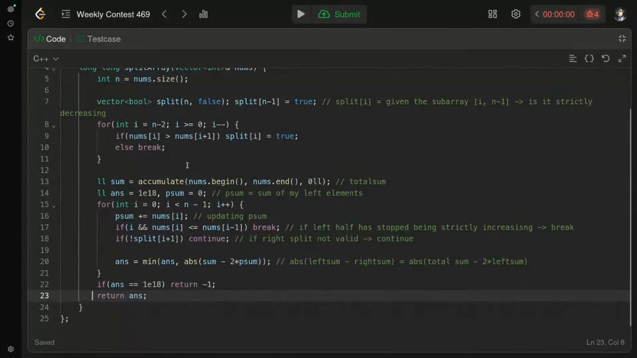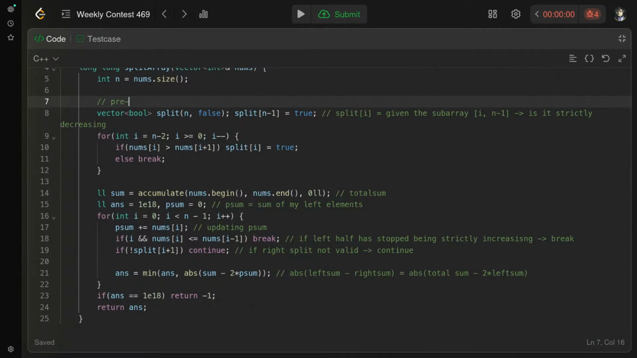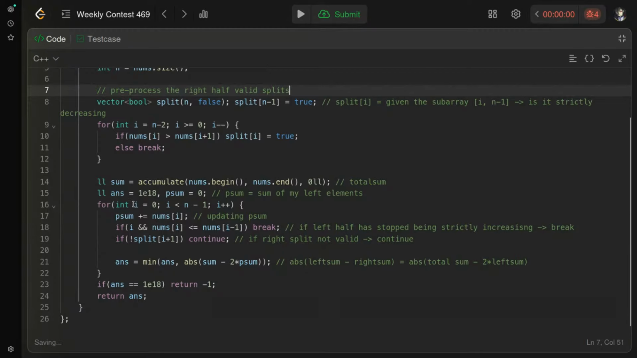So I'll give you a minute to just go through the code, right? Here we are pre-processing the right half values, the right half valid splits. And the left half valid splits we're checking while we're doing the code itself.